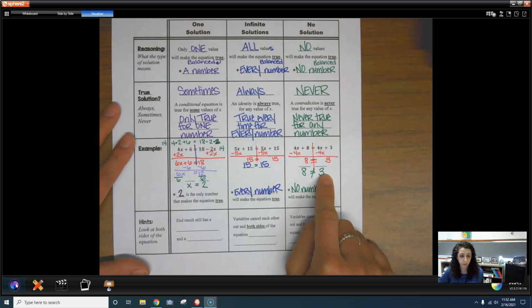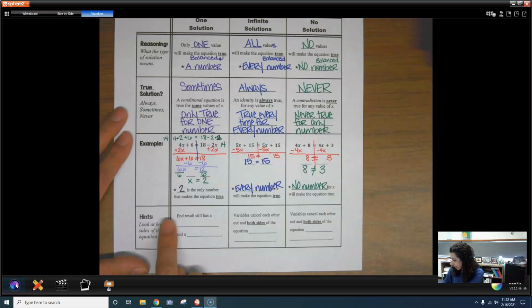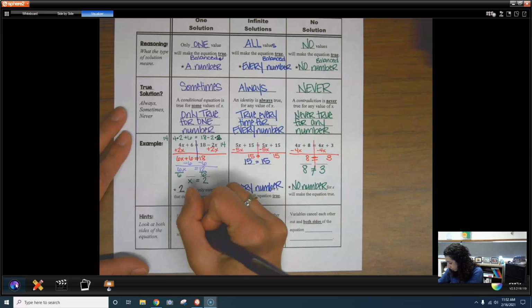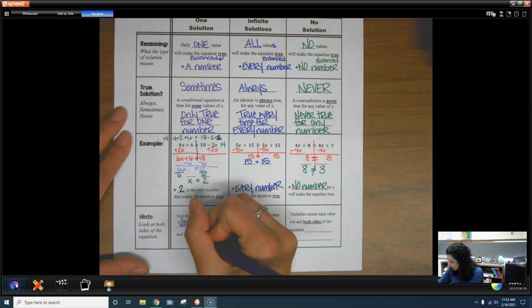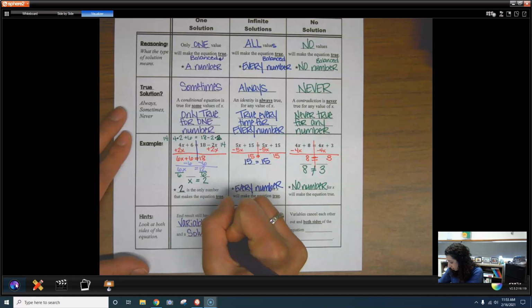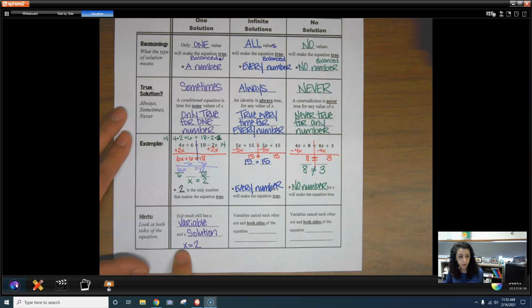8 would never equal 3. These two numbers would never equal each other. It leads with a false statement or a contradiction, okay? So here's a hint. So the end result still has a variable. So if we still have a variable, we have to go through all of our steps to find that value. And it has a solution. So in our example, x equals 2, it still had a variable and it still has a solution.